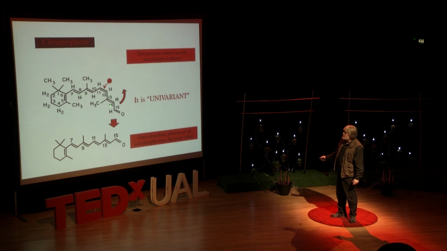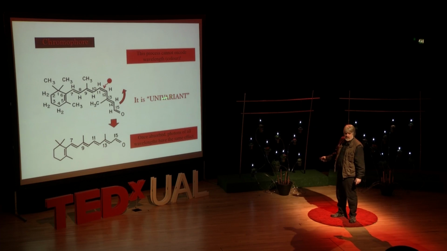The important thing about this is it's like a switch. It's all or nothing. A photon's absorbed or it isn't. But whenever a photon's absorbed, it has the same effect. So this is a univariate process. It's colorblind. And that means that color vision at the first stage in your retina is relatively simple. But what does univariance mean in practice?